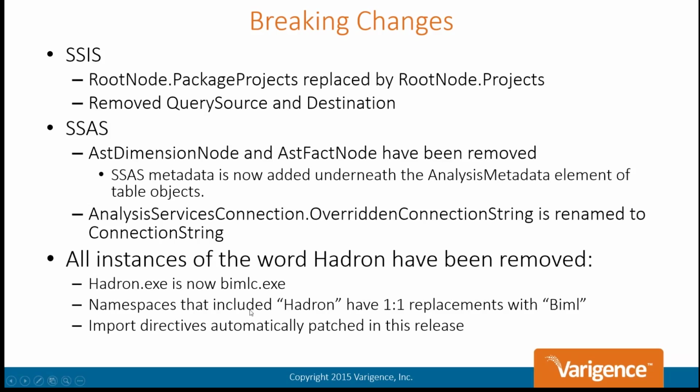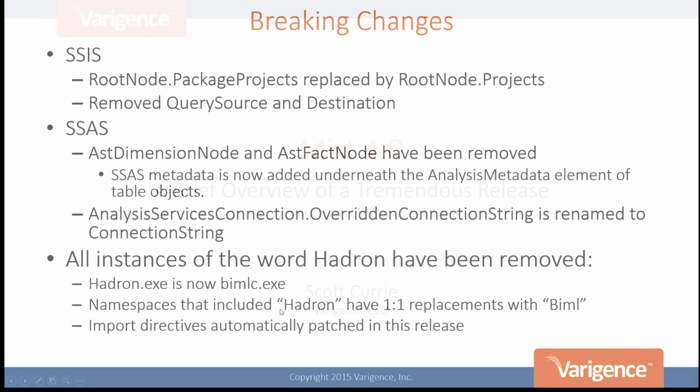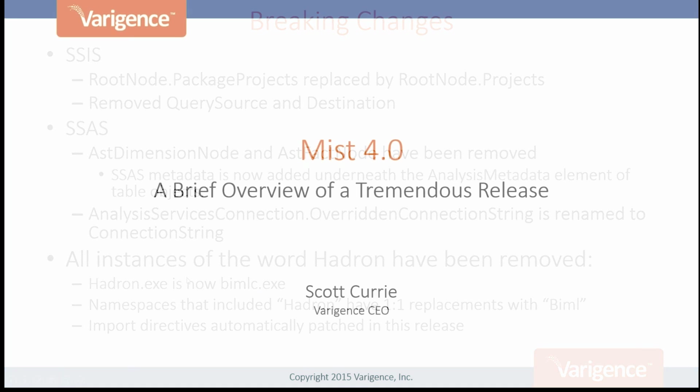But all of our namespaces have also been changed. Wherever you saw Hadron, just replace it with Biml and you'll be good. But we have put in a little fix so that if that's used in an import someplace, we catch it and we'll auto-patch it for you and give you a warning. So that shouldn't be too painful in the short term, but please, the next time you do a refactoring of your code, replace all those Hadrons with Bimls and you'll be good to go going forward.